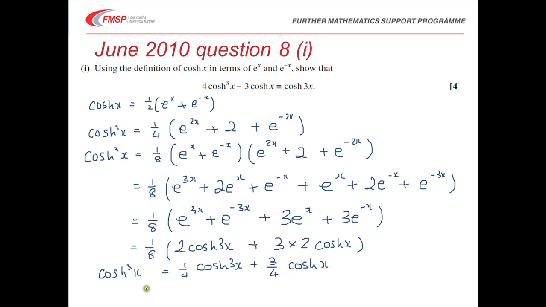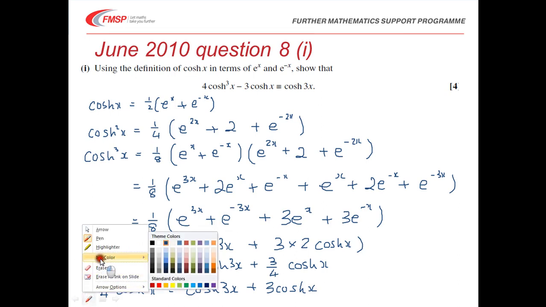which in turn gives us the result that we're looking for, that 4 cosh cubed x is equal to cosh 3x plus 3 cosh x. And that, of course, can be arranged as 4 cosh cubed x minus 3 cosh x equals cosh 3x. We probably haven't quite got room to fit that in, but I think we're there.